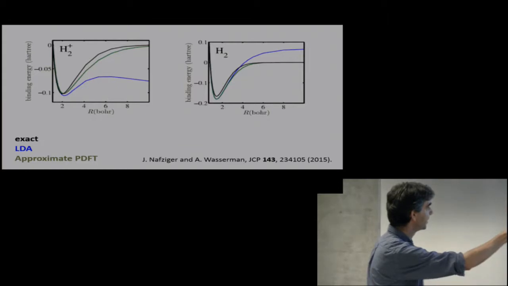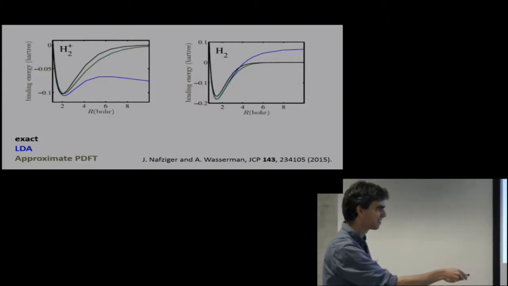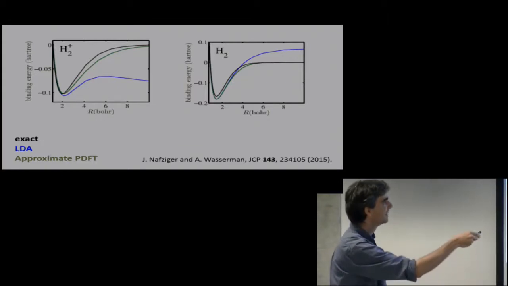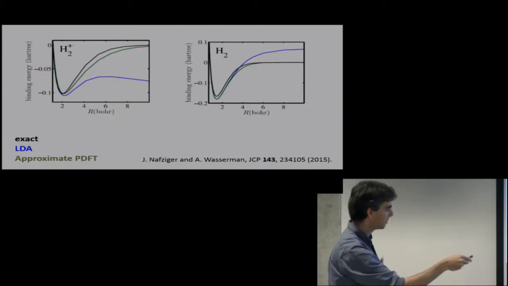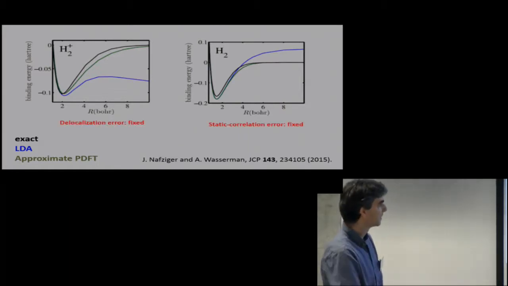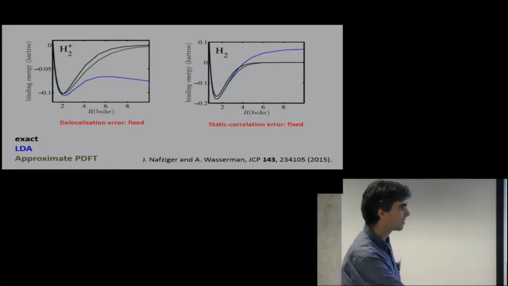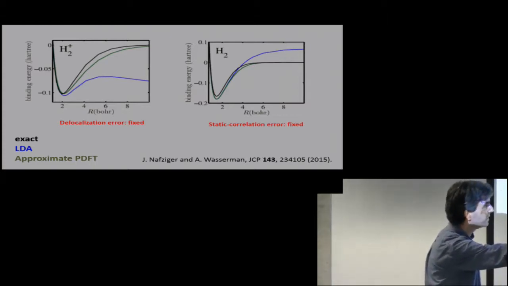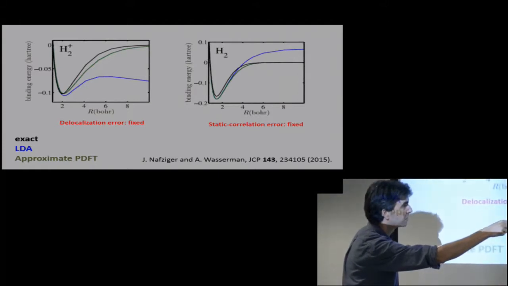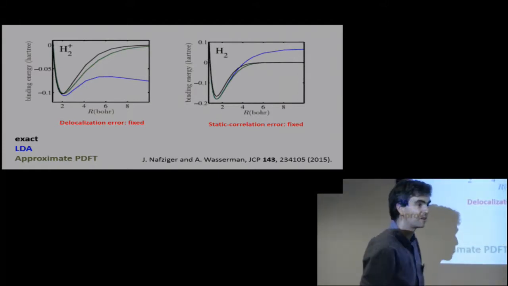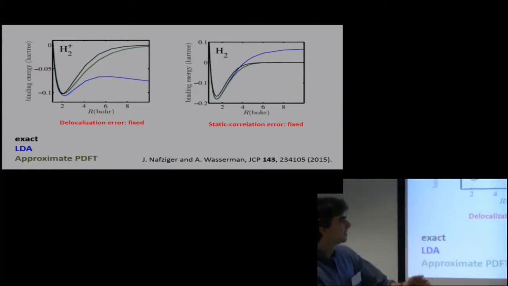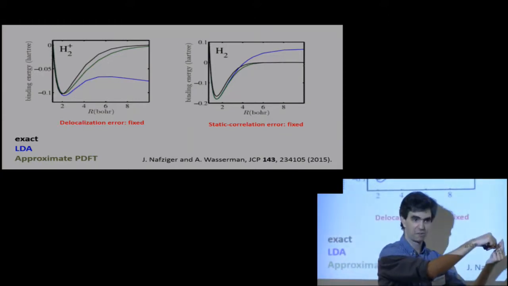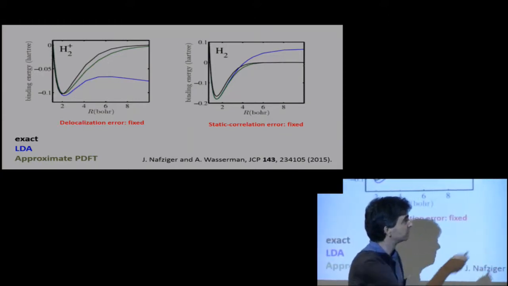So the green shows our approximation that I'll show you in a second. And you see that it largely fixes both delocalization and static correlation with the same functional. And maybe I should stress that the spin is zero throughout, so there is no spin symmetry breaking, because each fragment has half an electron up, half an electron down. Throughout.